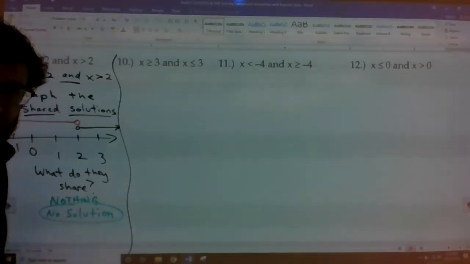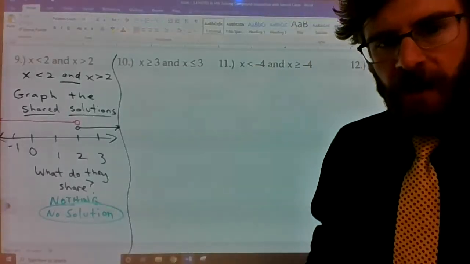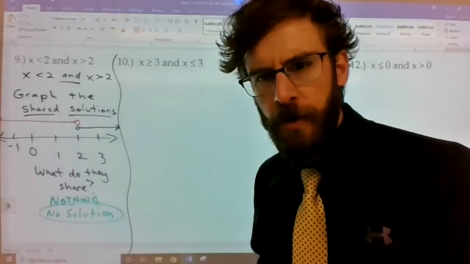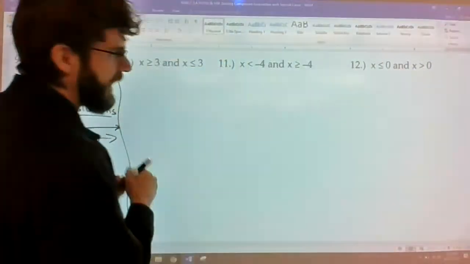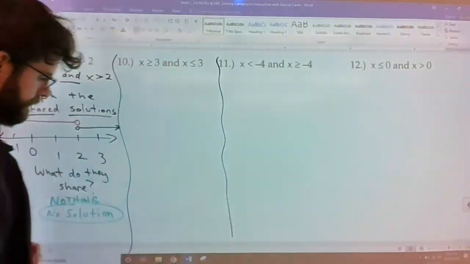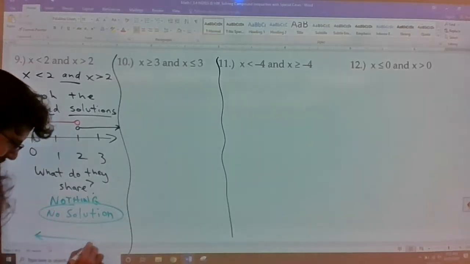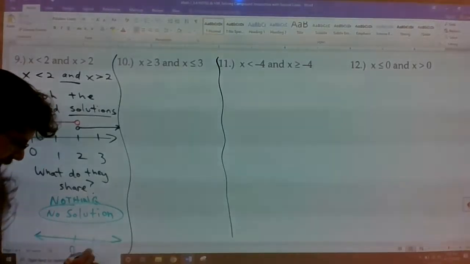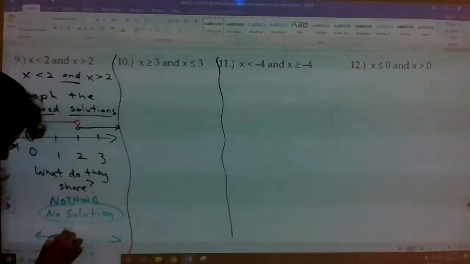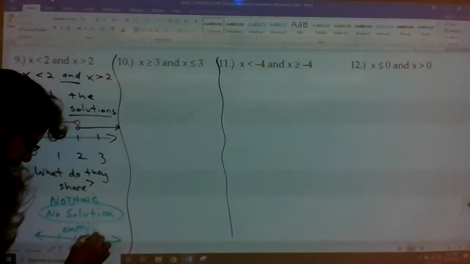And of course, the graph for no solution is going to be the empty set. I'll just leave the graphs alone on these, though, just for time purposes. Actually, no. Let's be thorough. So this would be the empty set. Empty set.